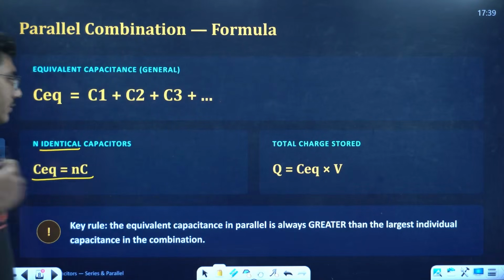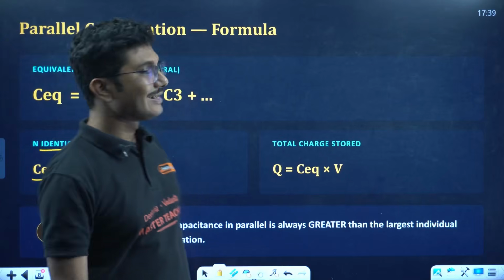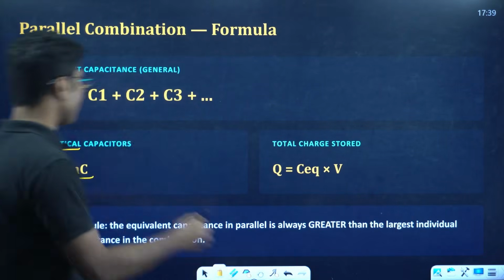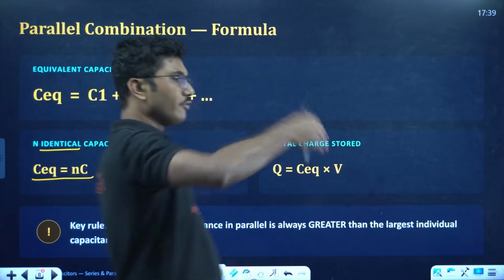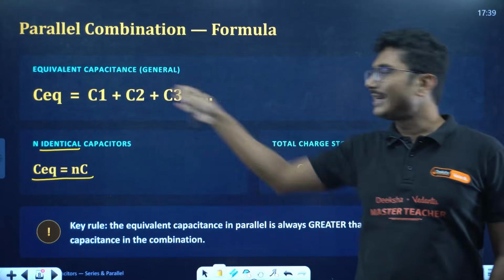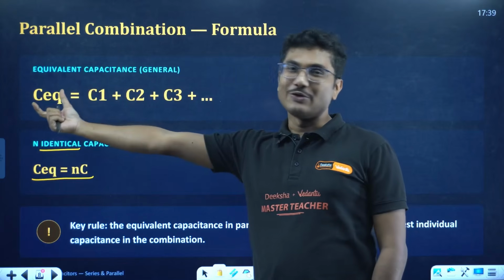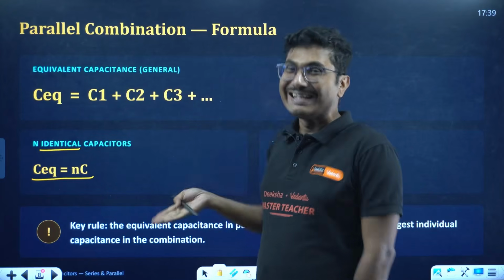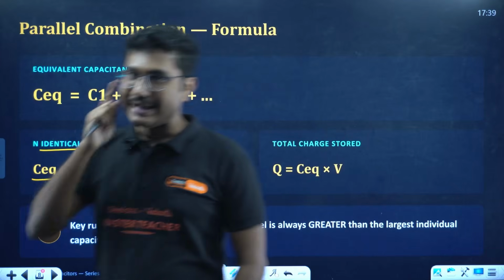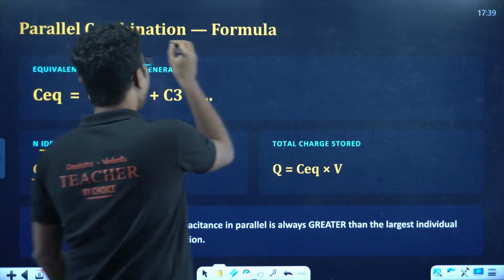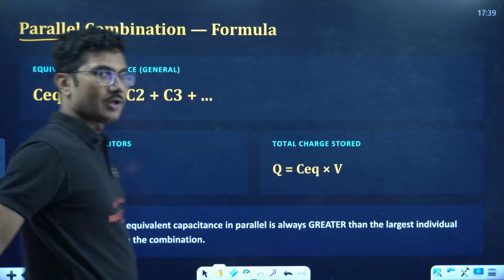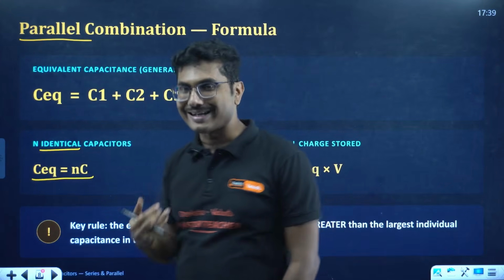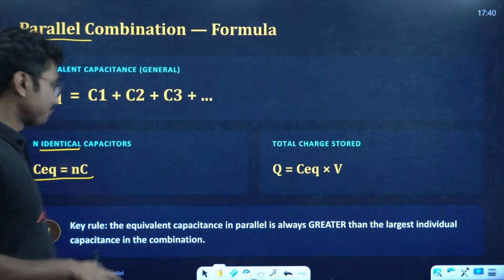Key rule: the equivalent capacitance in parallel is always greater than the greatest value of the components. Suppose you are connecting 1, 2, 3, 4, 5, 6, 7, 8, because they are getting added, the value of equivalent will be bigger than the biggest value. That means if you want to increase the capacitance of a circuit, they are always connected in parallel combination.